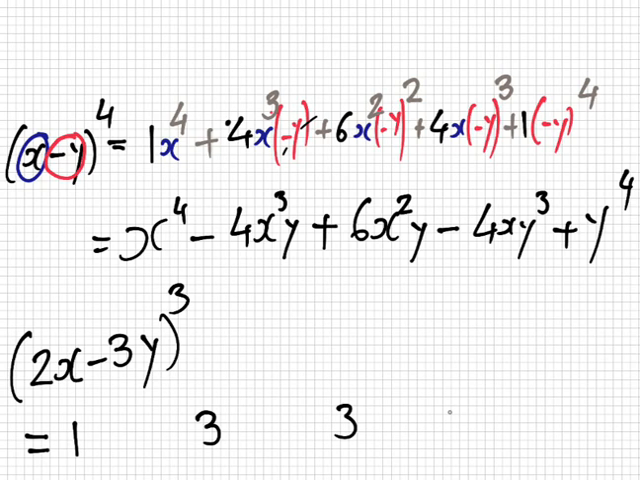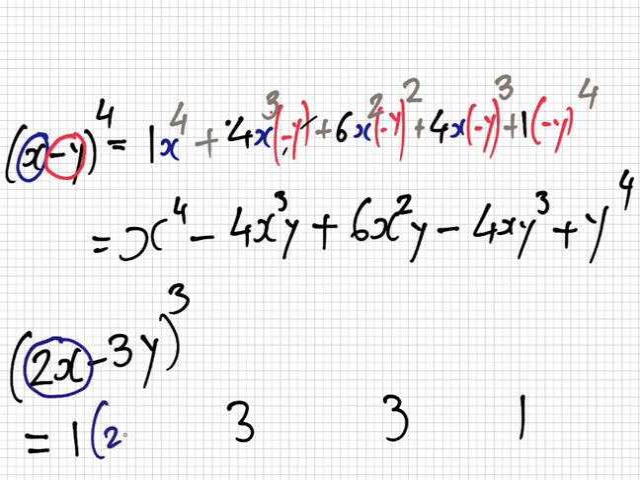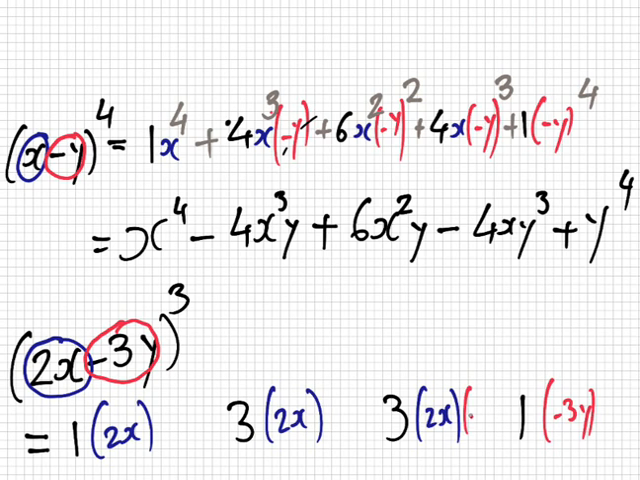Okay. So what are my numbers in row number 3? 1, 3, 3, and 1. I'll space them out a bit more. 3, 3, and 1. Okay. So firstly, I have here 2x. So 2x, 2x, 2x, and not here. Then I have minus 3y. So minus 3y, minus 3y, and a bit of space there. Minus 3y, and not here.